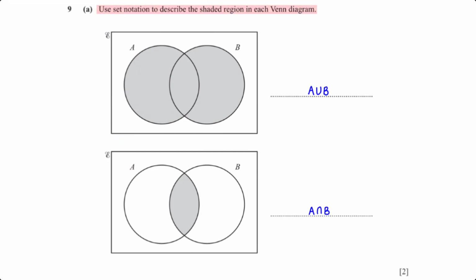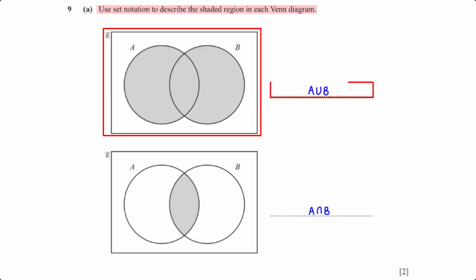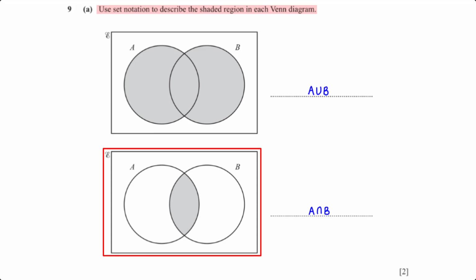Use set notation to describe the shaded region in each Venn diagram. For this Venn diagram, both sets A and B have been shaded, so this region can be described as A union B. For this Venn diagram, the region common to sets A and B has been shaded, so this region can be described as A intersection B.